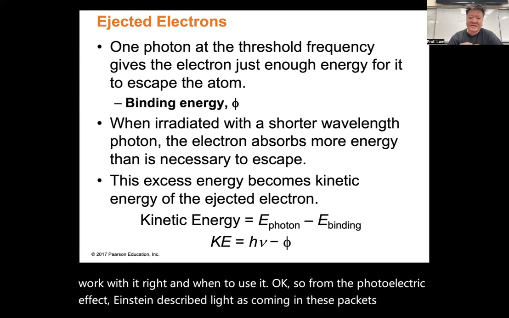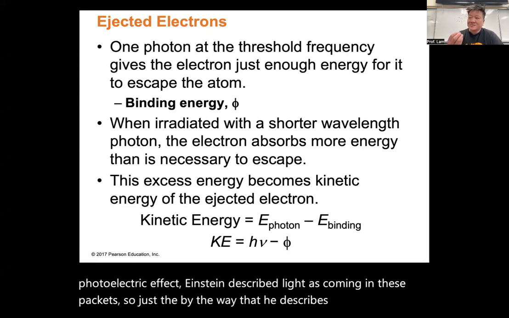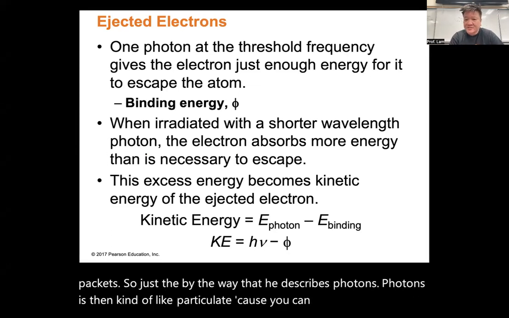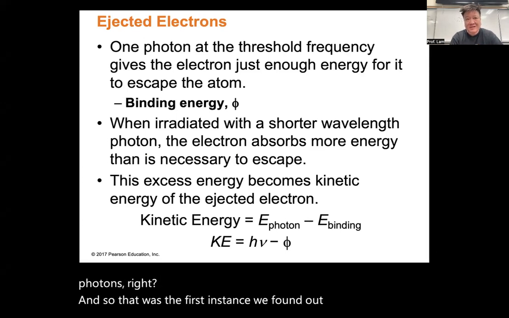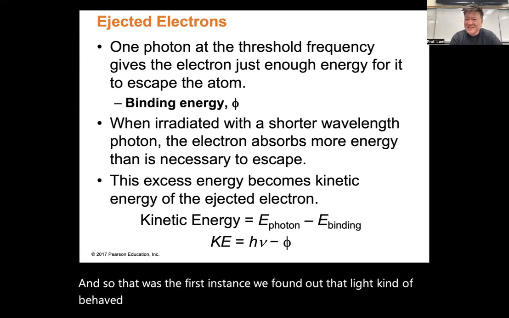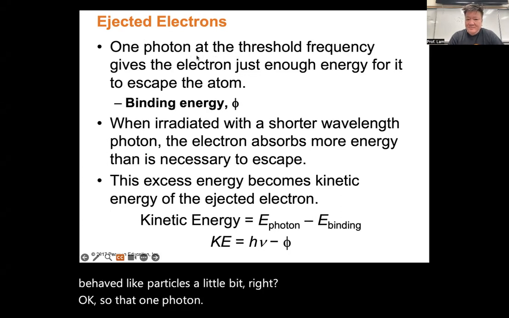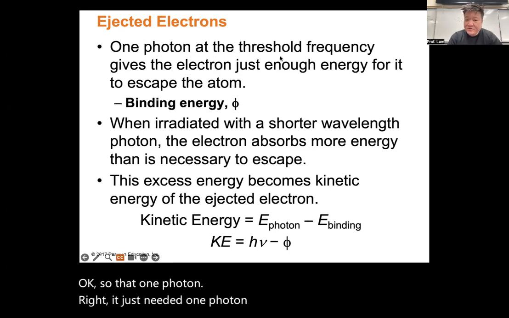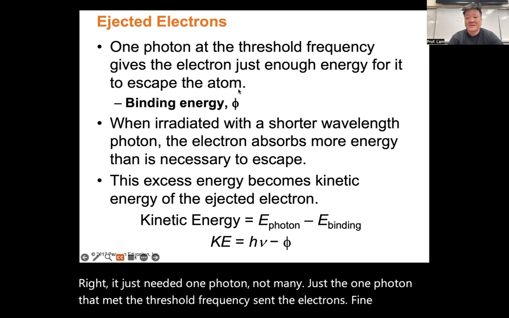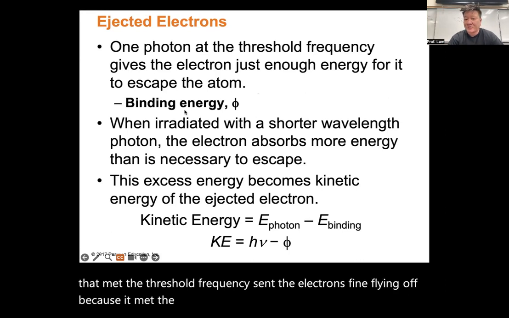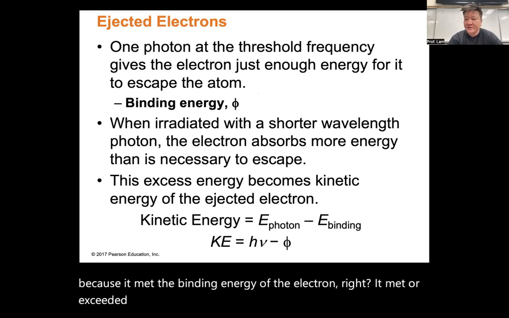Just by the way that he describes photons, it's kind of particulate, because you're counting photons, right? That was the first instance we found out that light kind of behaves like particles a little bit. It just needed one photon, not many, just the one photon that met the threshold frequency, to send the electrons flying off, because it met or exceeded the binding energy of the electron.